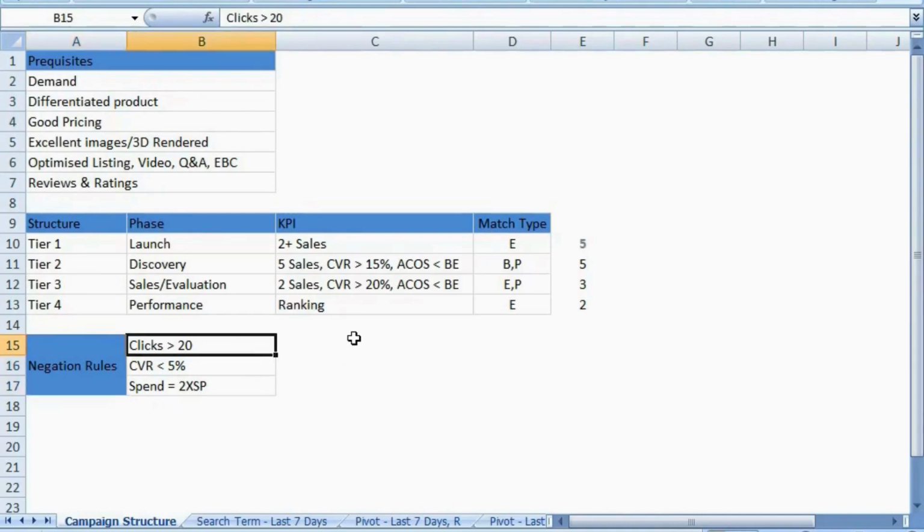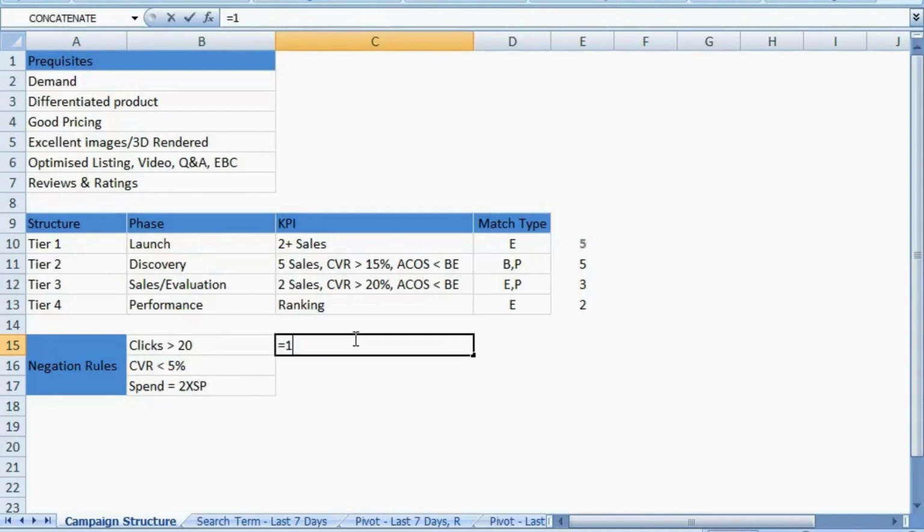The first one: if you have a keyword or a search term where you have more than 20 clicks and 0 sales, you're definitely going to pause them. Why? Because what does 20 clicks mean? If I just do 1 by 20, 1 by 20 is nothing but 5%. It means that your conversion ratio is as low as 5%.